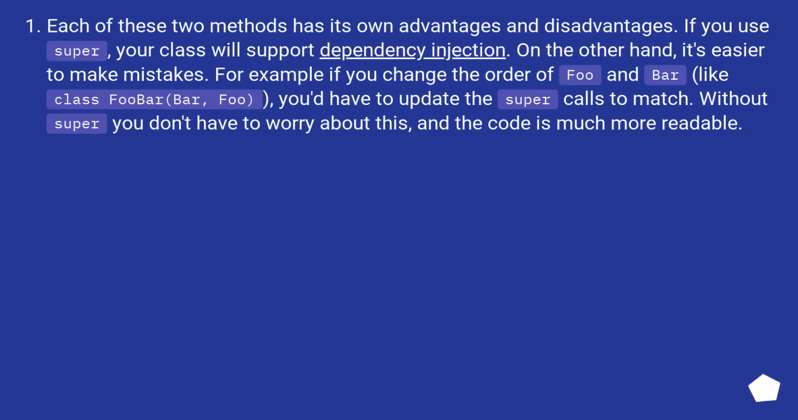Each of these two methods has its own advantages and disadvantages. If you use super, your class will support dependency injection. On the other hand, it's easier to make mistakes. For example, if you change the order of foo and bar, like class foo_bar(bar, foo), you'd have to update the super calls to match. Without super you don't have to worry about this, and the code is much more readable.